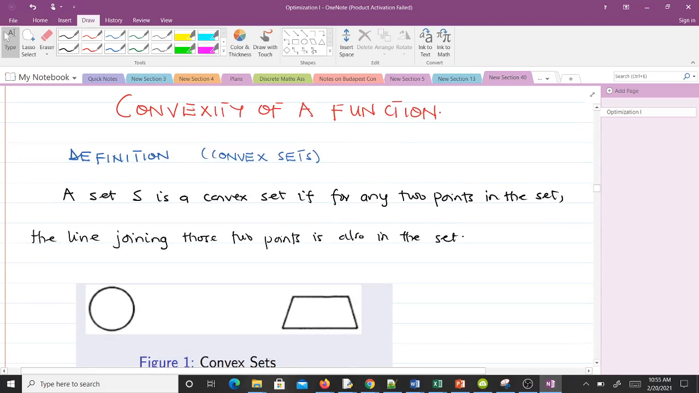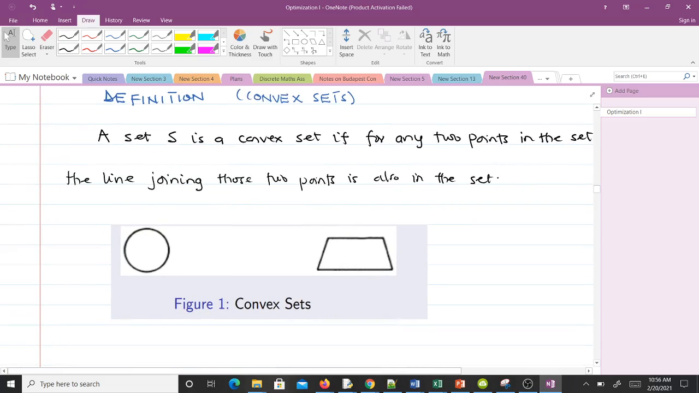So definition, let's define what a convex set is. A set X is a convex set if for any two points in the set, the line joining those two points is also in the set. We have these two examples of convex sets, and let's use them to illustrate what we are talking about. A circle is a convex set, because when you draw any two points in a circle and draw a line to meet them, that line will always fall in the circle. The same applies to this figure here. It will always fall within.